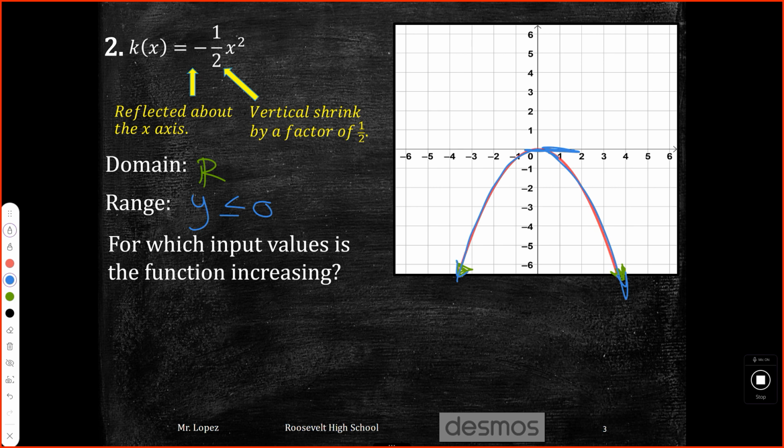And so where's the function increasing? For what input values is the function increasing? Well, isn't it going up right here? This is where you get on the roller coaster, you're going up, up. This is where you're going down. So for the x input values less than 0, the answer here is x is less than or equal to 0. The function is increasing.